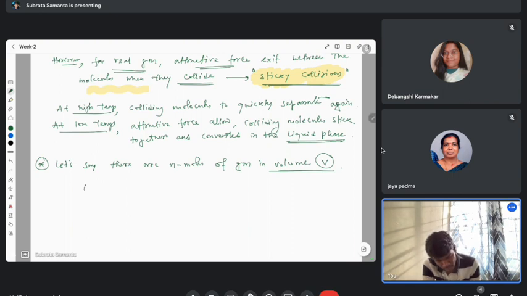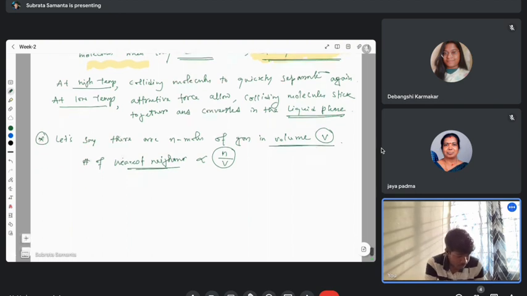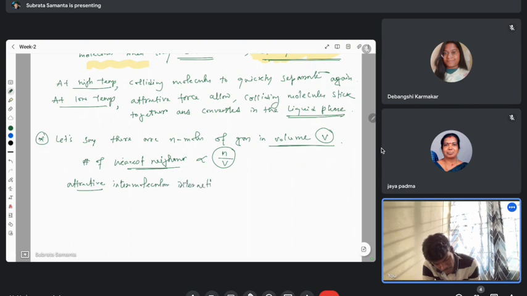So the number of nearest neighbors is proportional to n by V. Right. There are n moles of gas, so it's n times N, the total number of molecules, and by V. And now we are allowing the attractive intermolecular interactions. They lower the potential energy.